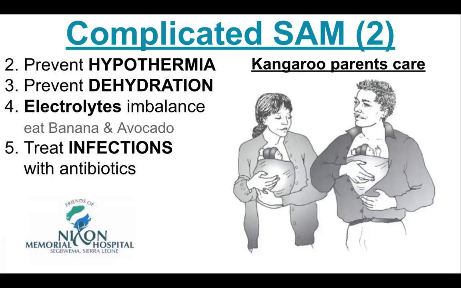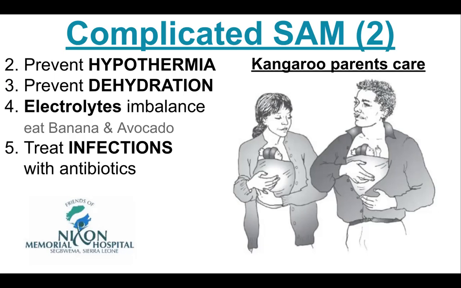So the second thing is to prevent hypothermia, especially there's a concept of kangaroo mother care in the preterm child. You carry the preterm baby on your chest to keep them warm. So this is to prevent hypothermia.